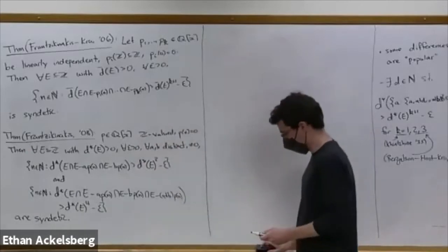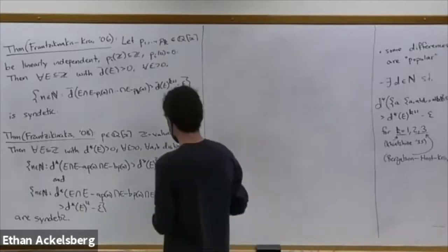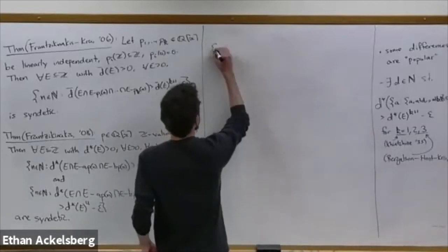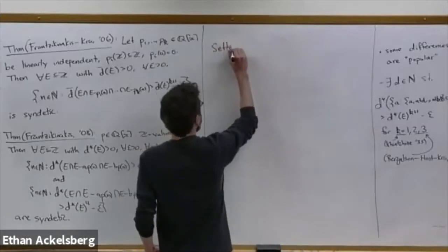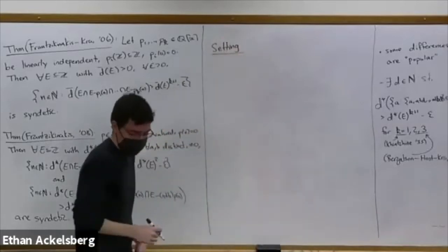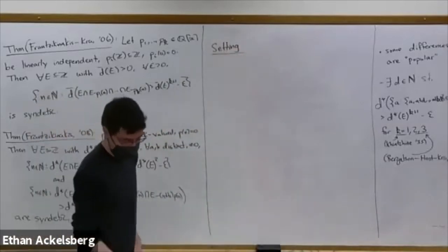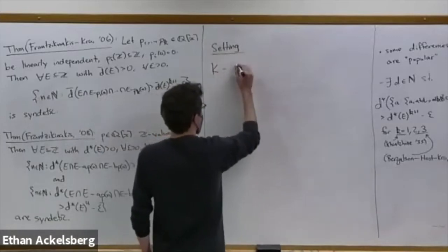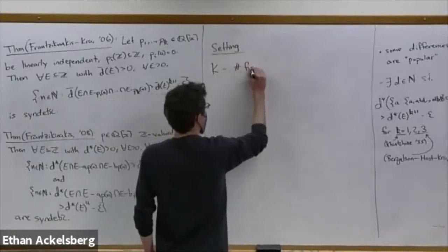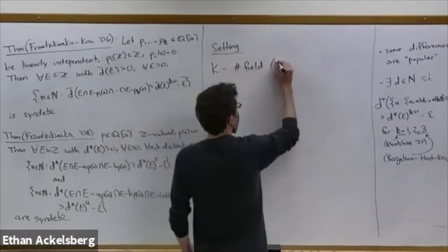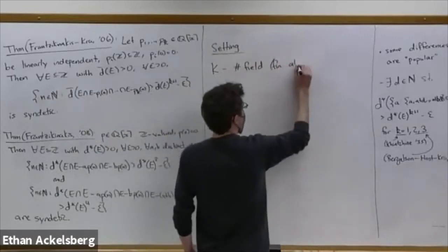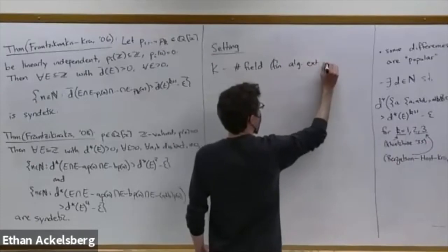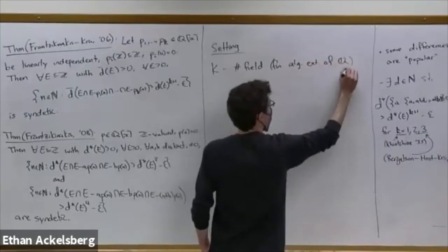Okay, so what is the setting for the main results? Maybe you review a little bit some small amount of numbers with this. So K is going to be a number field, which is a finite algebraic extension of the rational numbers.